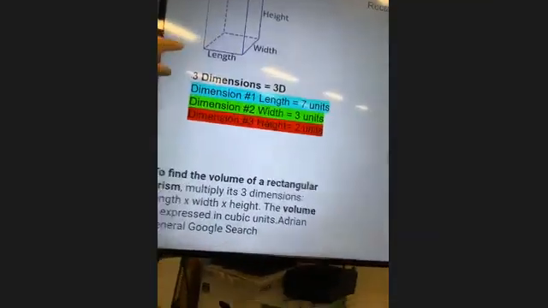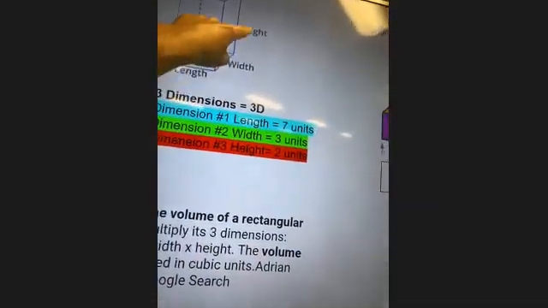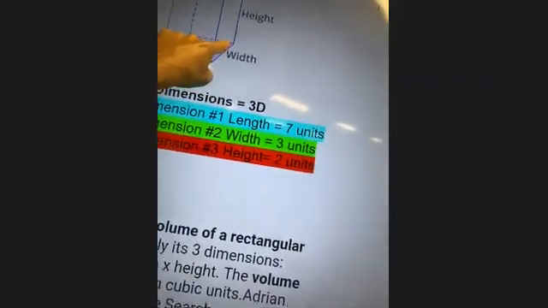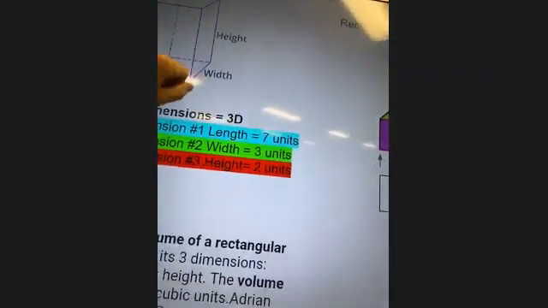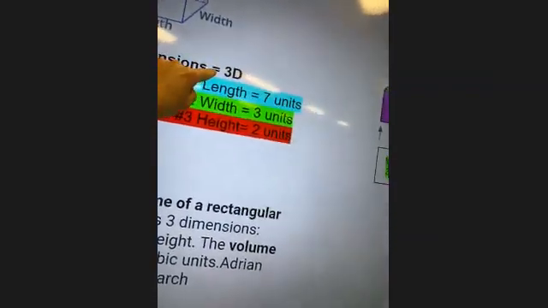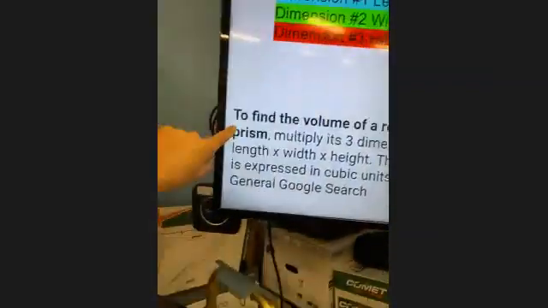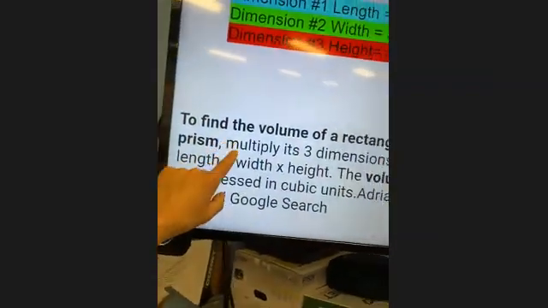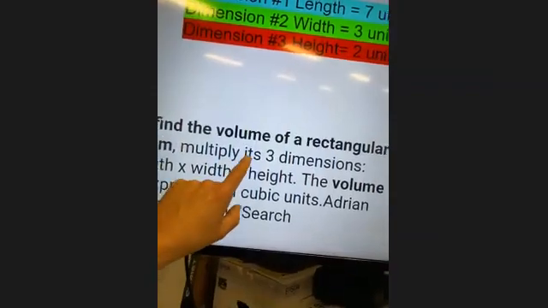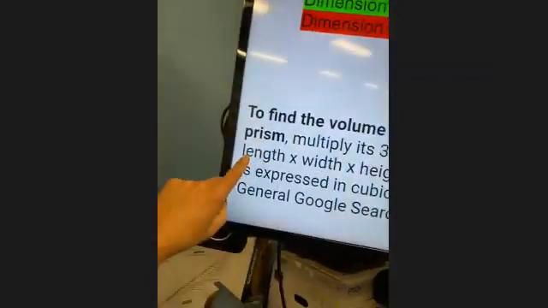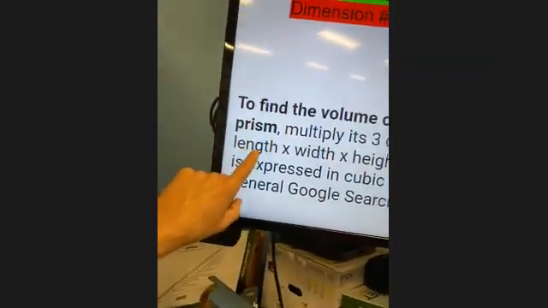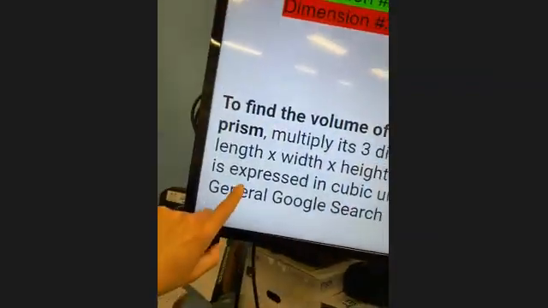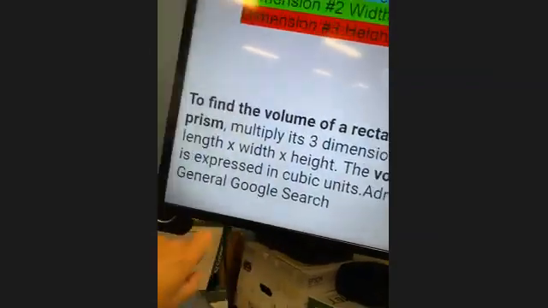But do you see these 3 dimensions, class? Yes? The length, and then we got the width, and then we got the height. And there's 3 dimensions, we call that 3D. And to find the volume of a rectangular prism, multiply its 3 dimensions. What are the 3 dimensions? Length times width times height. The volume is expressed in cubic units.